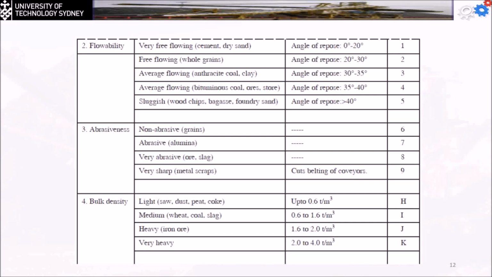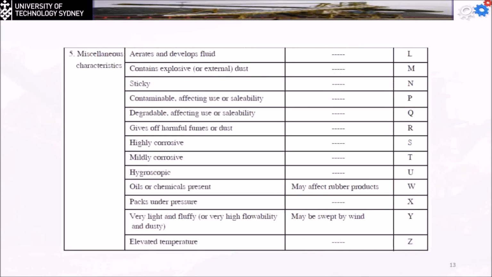The last one is the miscellaneous characteristics, and this will depend simply on the aeratability and the flow fluidity, the contained explosive, the sticky, the contaminable, the degradable, the harmful fumes or dust, the highly corrosive, the mildly corrosive, the hygroscopic, and so on. Sometimes you cannot find these things. So sometimes the code is only going to be 4 figures instead of 5 figures if we are not going to add the fifth digit, which is the miscellaneous characteristics. This is only going to be added if it does have something.